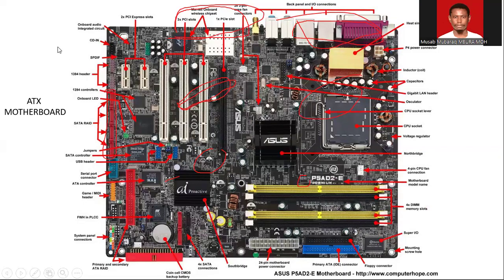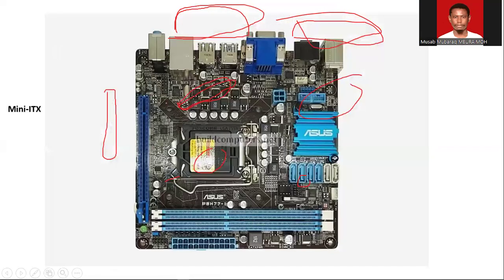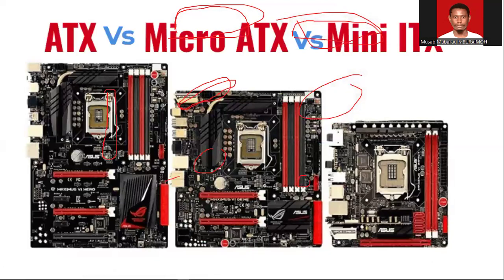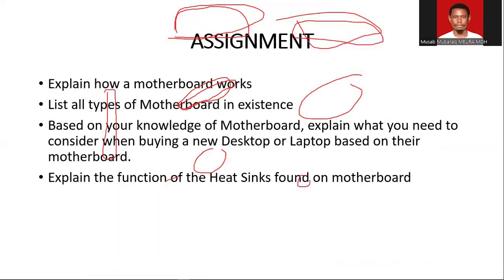So you can see the ATX motherboard, the Micro-ATX motherboard, and the Mini-ITX motherboard. And you can see the difference between them, ATX versus Micro-ATX versus Mini-ITX, right? So all these are the various types of motherboard that we have.